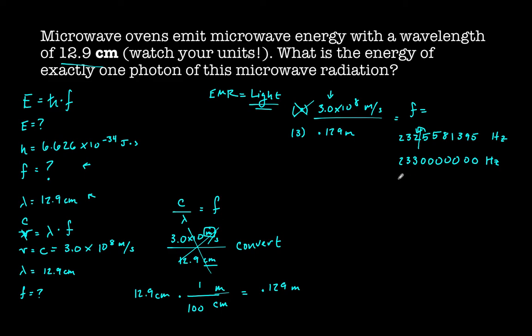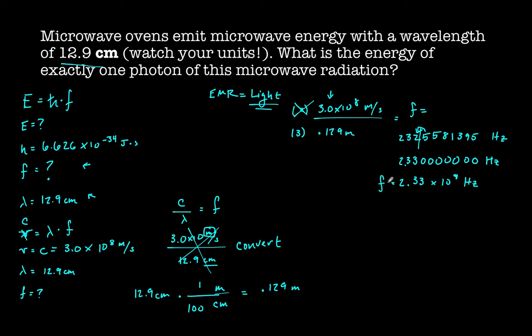What I'm going to do is write it as 2.33 times 10. And if my decimal is here, then I skip 1, 2, 3, 4, 5, 6, 7, 8, 9 to the right, meaning it is a positive 9 because I am getting larger hertz.